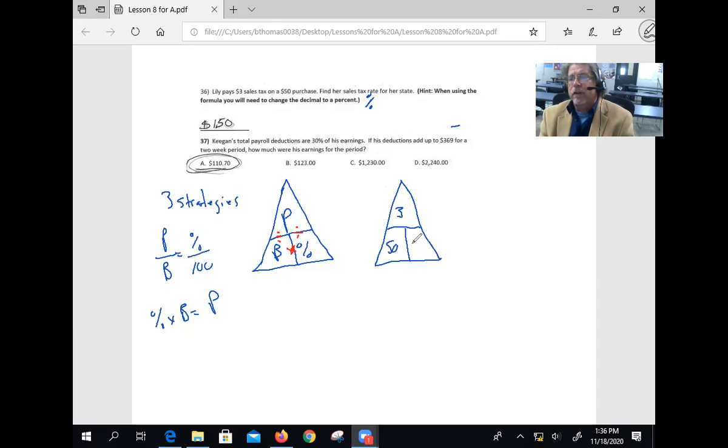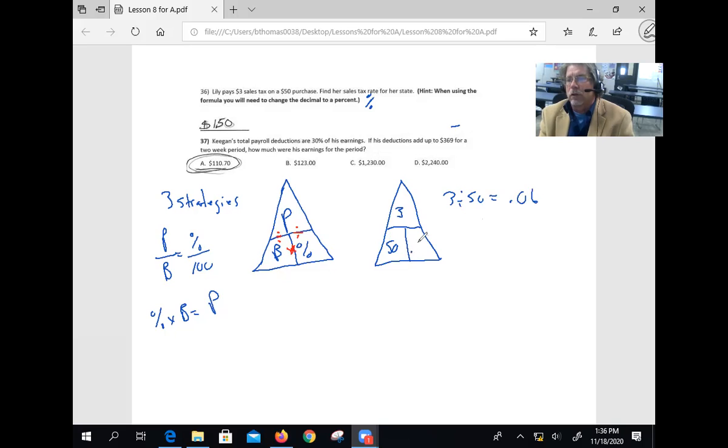What I want to do is find what the percent is. And remember, if it's the part and base involved, that's a division problem. So I can type in 3 divided by 50 on the calculator. And that's going to give me 0.06. So when I type in 3 divided by 50, that actually gives me 0.06.